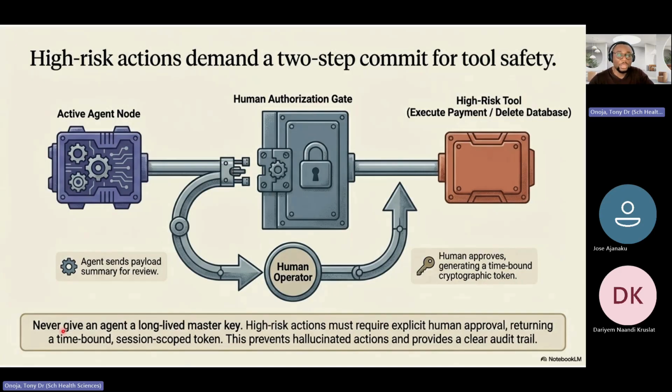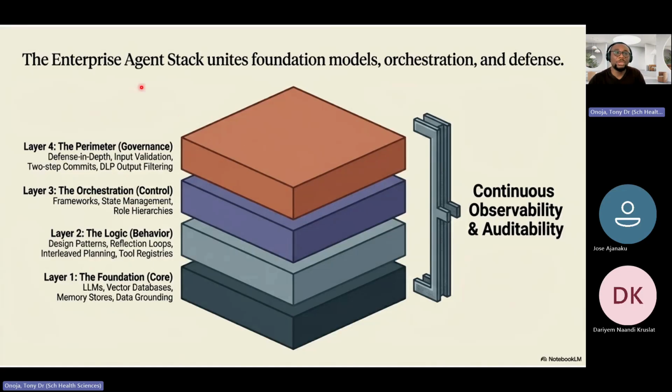cryptographic token. So never give an agent a long-lived master key. High-risk actions must require explicit human approval, returning a time-bound, session-scoped token. This prevents hallucinated actions and provides a clear audit trail, because you need to know at what point the AI started becoming rogue. When you know when it started acting rogue, you can go back and fix what is actually happening. So the enterprise agent stack unites foundation model, orchestration and defense.